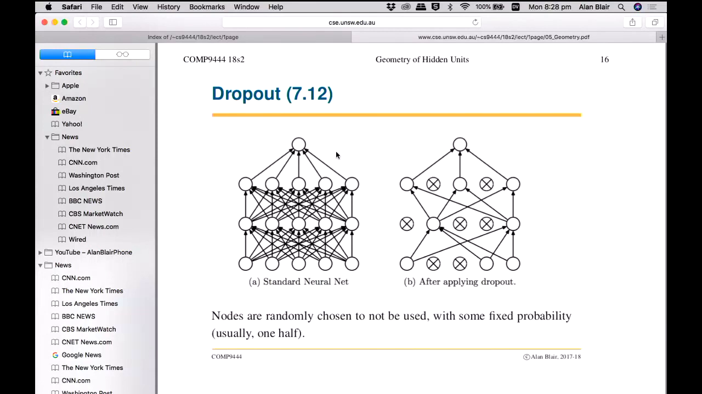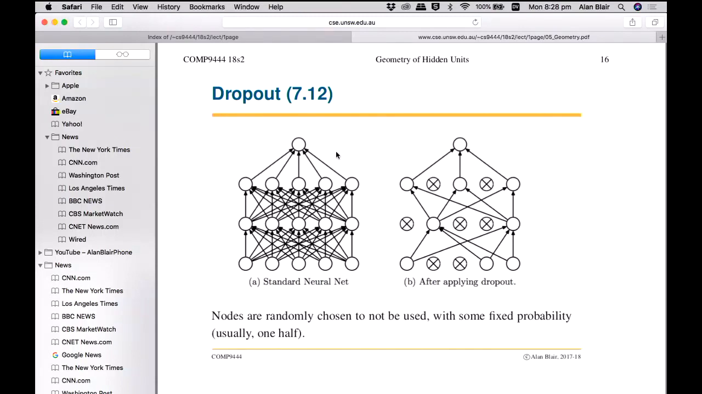The training set is divided into little mini batches that might be generated on the fly. So I might have a set of 150 images that I'm training on at the moment. I choose certain nodes that are not going to be used for this particular set of images. Then when I move on to the next set of images, I choose some other set of nodes randomly. Normally it's 50%. I choose half of the nodes, and they're not going to be used.